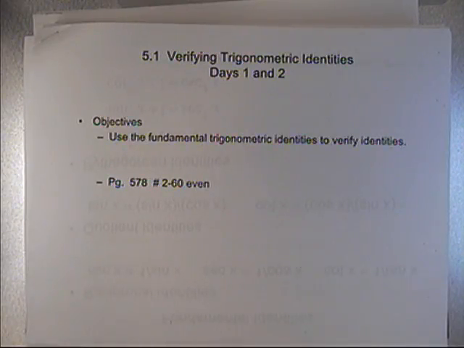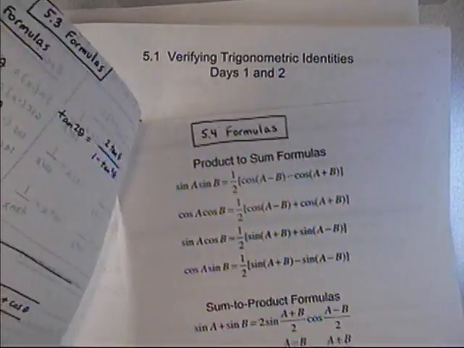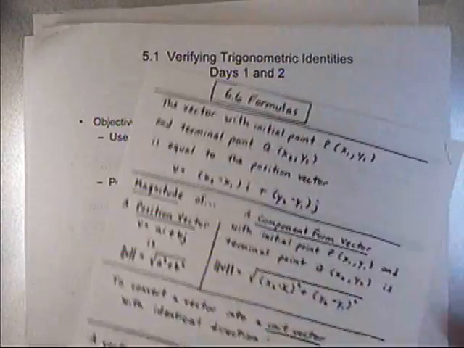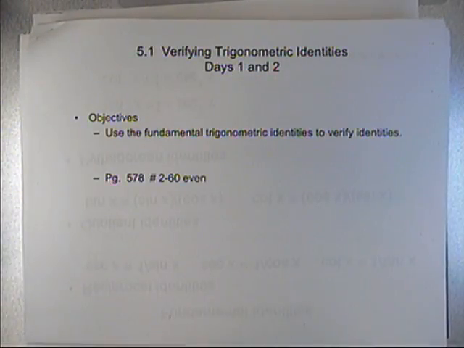Okay, this is verifying trig identities. I've given everyone in class a packet of formula sheets that start on 5.1 and go all the way to the end of the year, so 6.6. So don't throw this packet away, you're going to need it for the rest of the year. And we're going to start using it today.